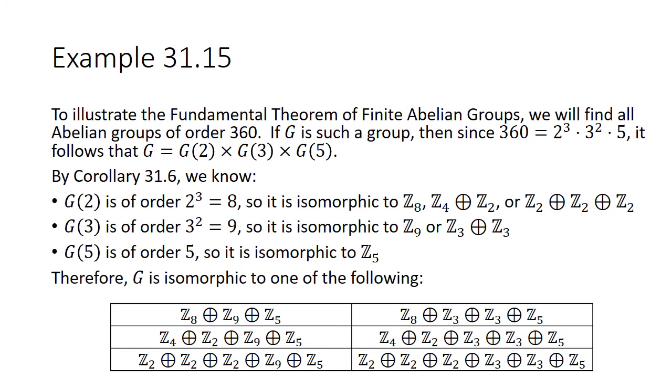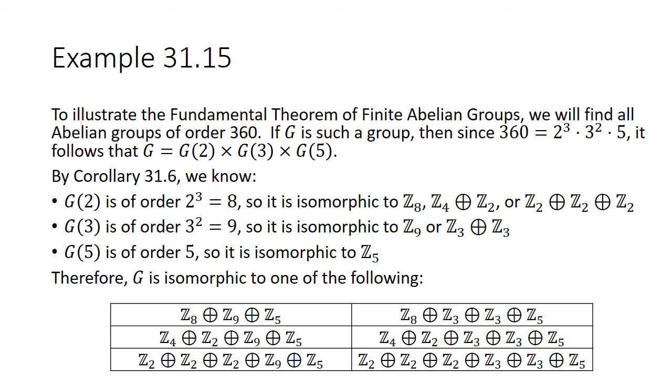By corollary 31.6, since G(2) is of order 2 cubed, which is 8, G(2) is isomorphic to one of the following: Z8, the external direct product of Z4 and Z2, or the external direct product of Z2, Z2, and Z2. The same for G(3): it has to be of order 9 because we have to make up 360, so it has to be isomorphic to either Z9 or the external direct product of Z3 and Z3. And G(5) is of order 5, so it can only be isomorphic to Z5.